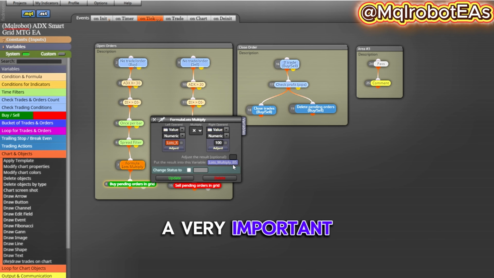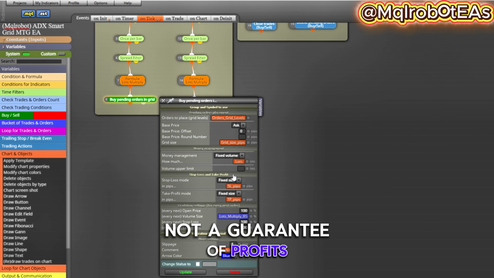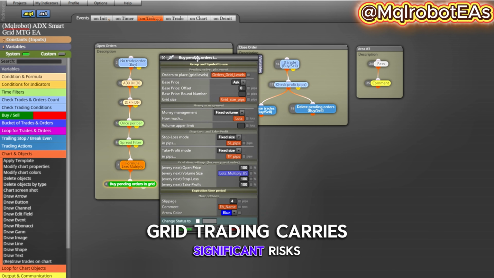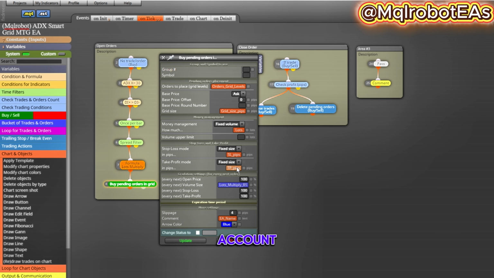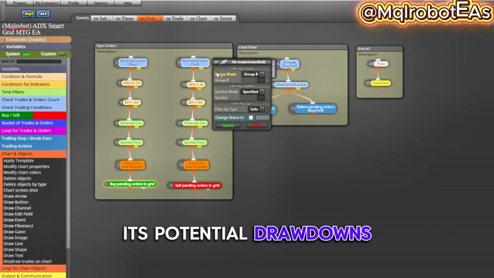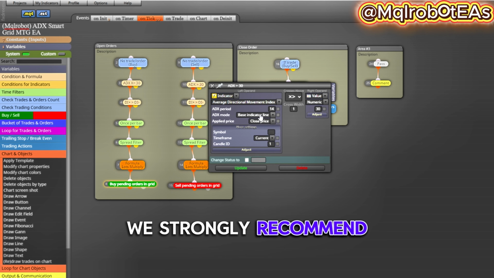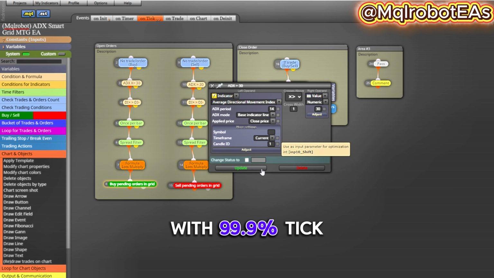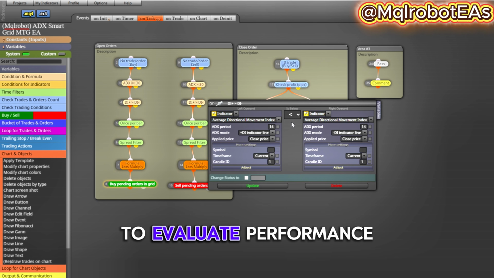A very important reminder: this EA is a trading tool, not a guarantee of profits. Grid trading carries significant risks if not managed properly. Before using it on a live account, always make sure to fully understand the strategy, its potential drawdowns, and the importance of proper money management. We strongly recommend running a backtest with 99.9% tick data and forward testing on demo accounts to evaluate performance under different market conditions.